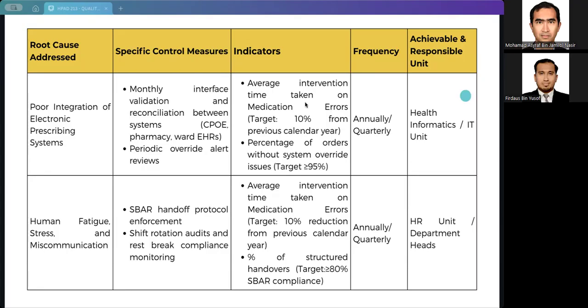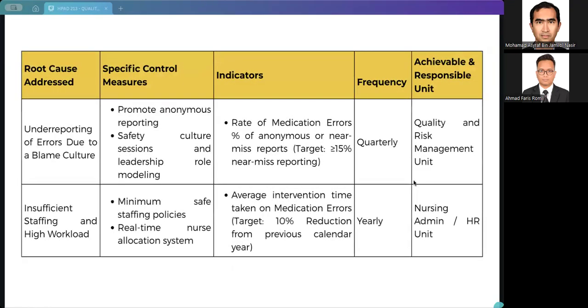So to complete our presentation, I pass the floor to our colleague. Over to you, Dr. Faris. Thank you. Thank you, Dr. Firdaus. We'll move on to the next control measures.